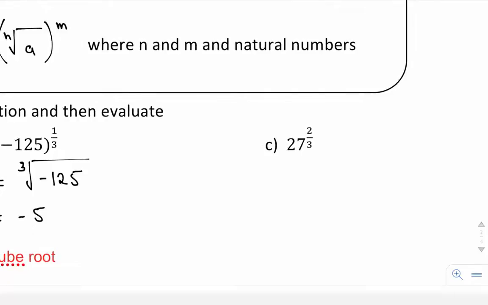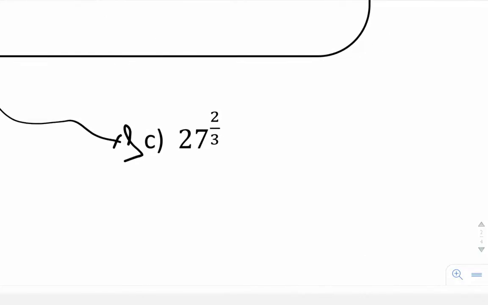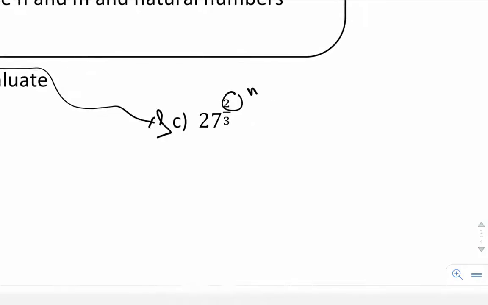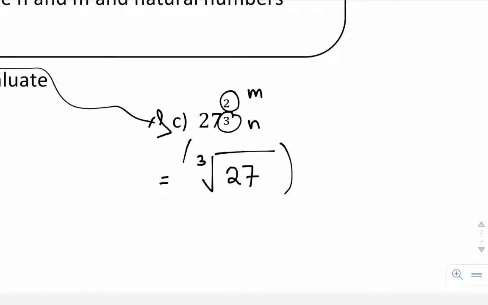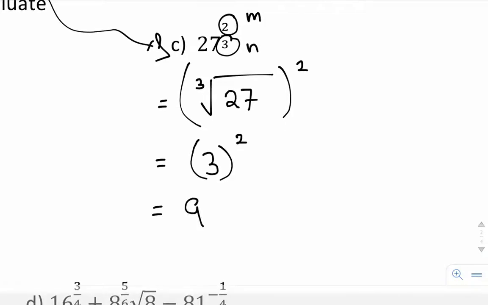So here's an example where we're using the rule indicated previously over here. We want to apply this rule to this question. You'll notice that the 2 acts like an n, or is it an m? M, my apologies. The 2 acts like an m. This is like our m value, and this is like our n value. So when I do the math, I'm taking the nth root, or the cube root, of 27, and that's all to the exponent of 2. Well, the cube root of 27 is 3. 3 squared is going to give me 9.